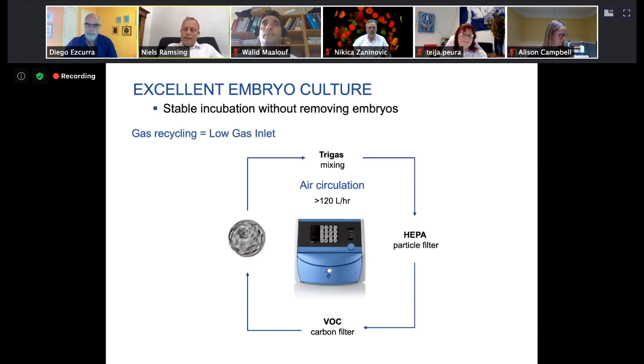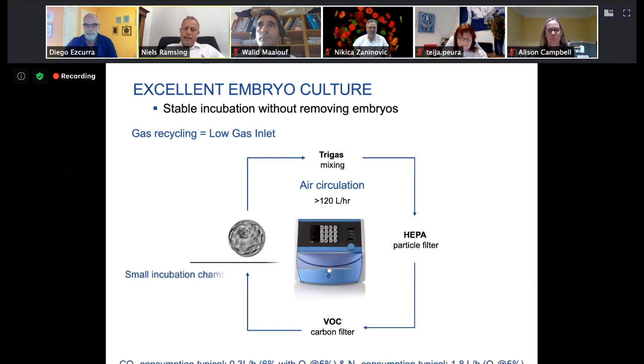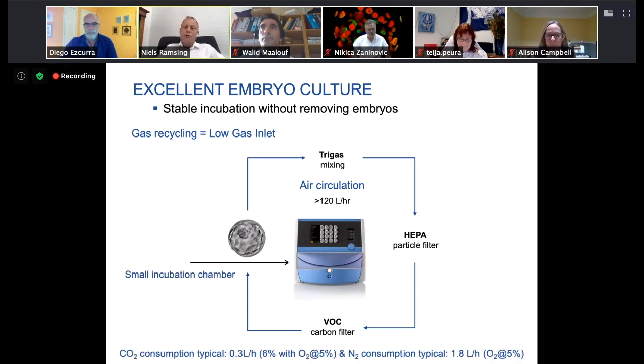What's other particular things about our instruments is that we have an air circulation system. In fact, the air inside the incubation chamber is circulated through a HEPA filter and a VOC filter every 20 minutes or even down to 10 minutes. And that means that the air is constantly purified. And this means that you actually get a lot of the properties that you'd have from a normal small chamber incubator, even though the instrument itself is a bit larger.